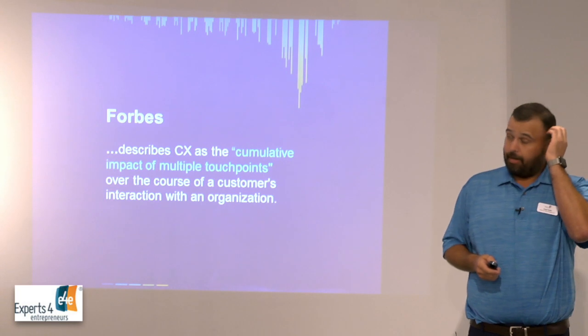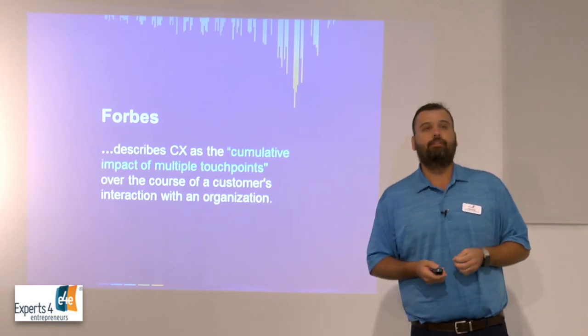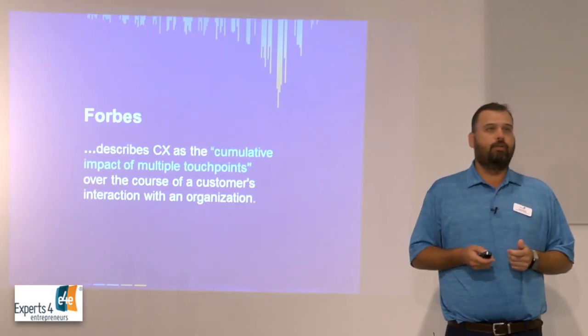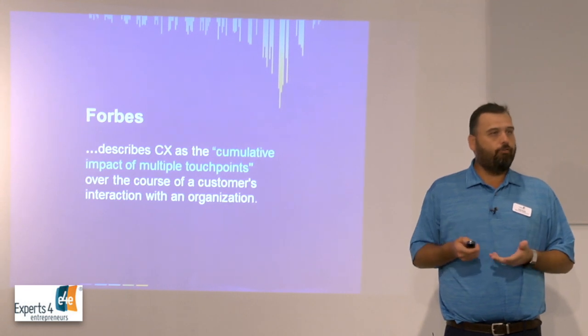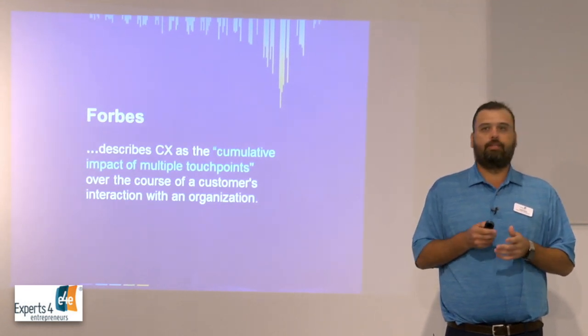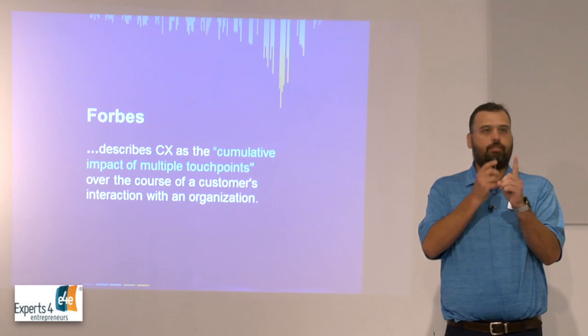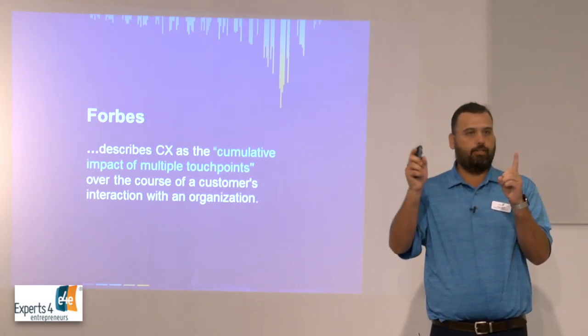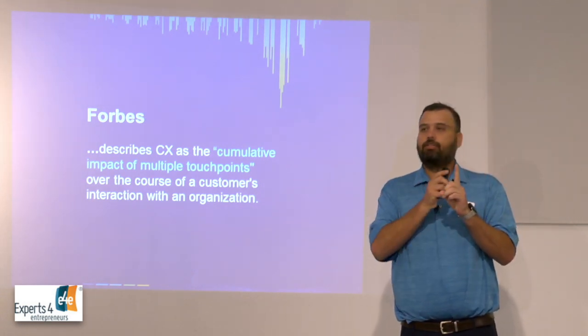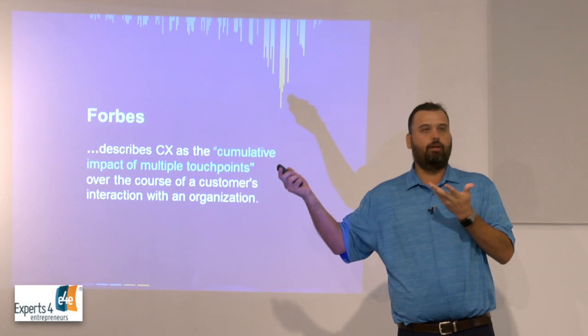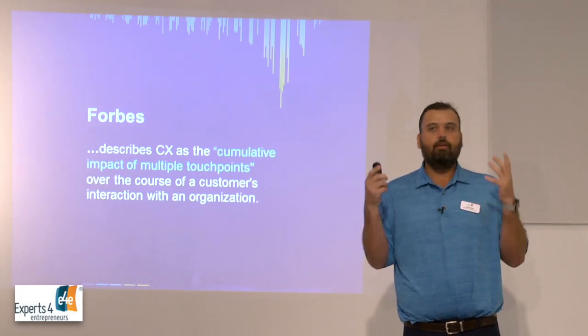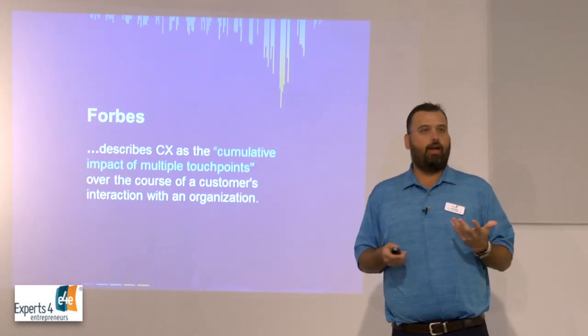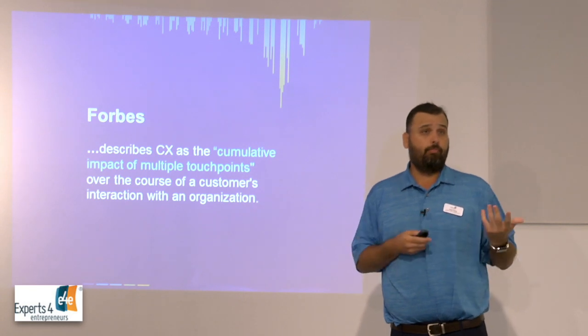So what does Forbes say? It's the cumulative impact of multiple interactions. And that's a pretty powerful piece, okay? Because it's not just one contact, it's another and another and another interaction. And they start building, right? So the consistency is part one, but the success of each one builds into one huge impact. And that can be either a positive impact or a negative impact.